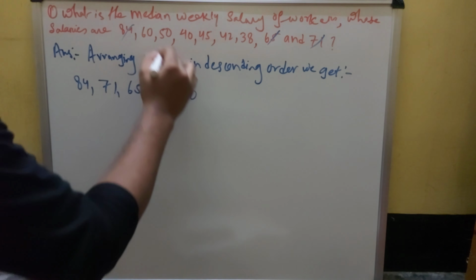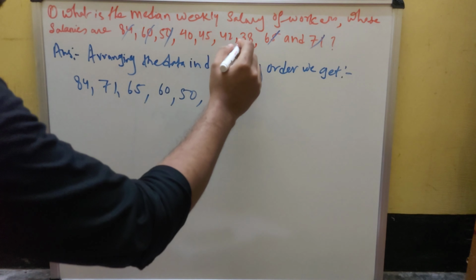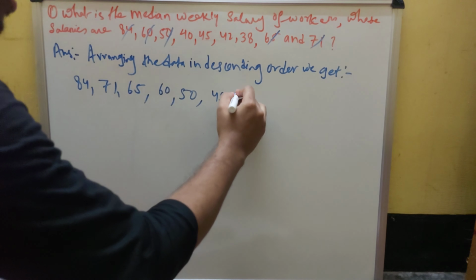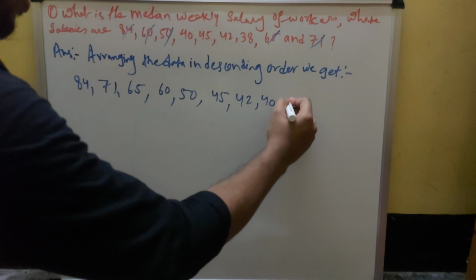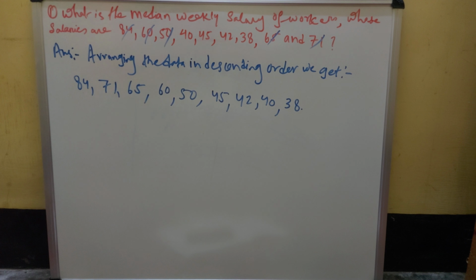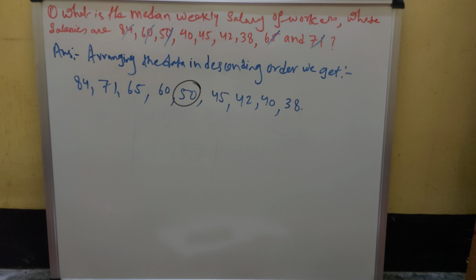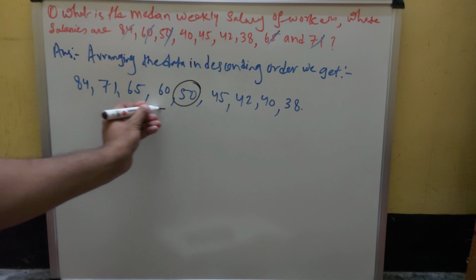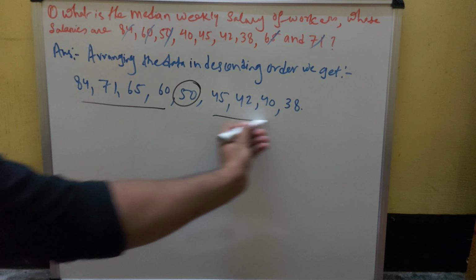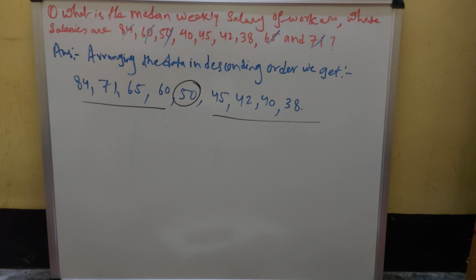60, 50, 45, 42, 40 and 38. Right? So these are the given set of data which are arranged in descending order. Now we'll see which number fits in the middle. If you look very carefully, 50 is in the middle. Why? Because left hand side of 50 contains 4 terms, right hand side of 50 contains 4 terms. Right? Is it clear, students?